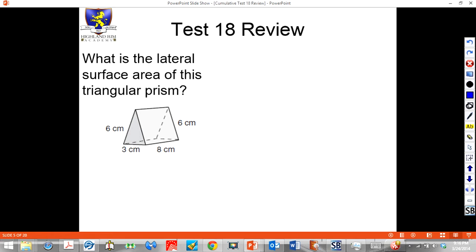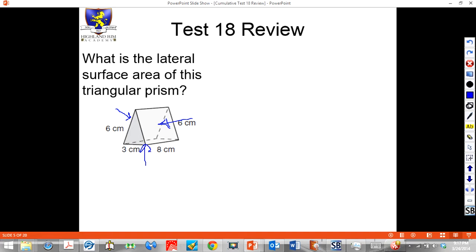Our next question is, what is the lateral surface area of this triangular prism? So basically what we're looking for in this is we're trying to get the area of this side, the area of this side, not the triangle, but of the side, and the area of this side. So how do we do that?